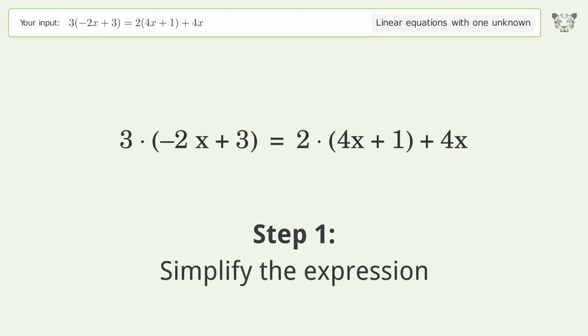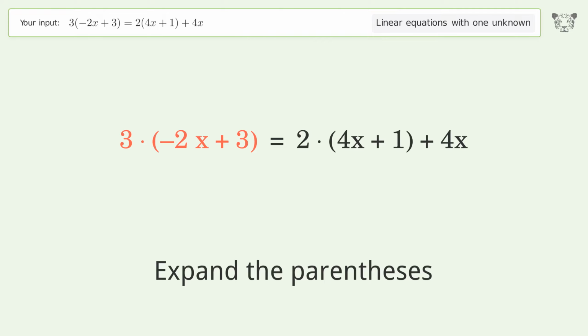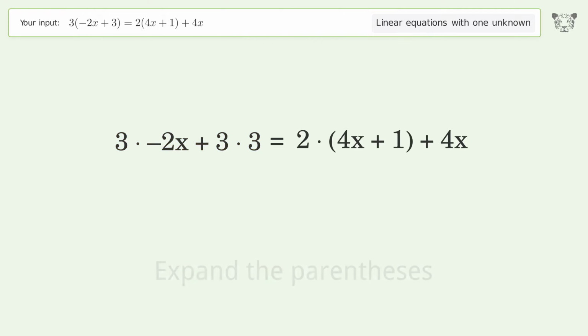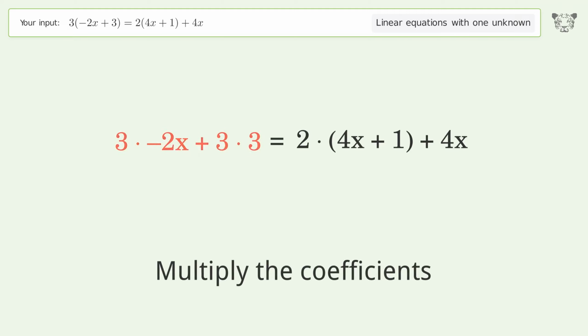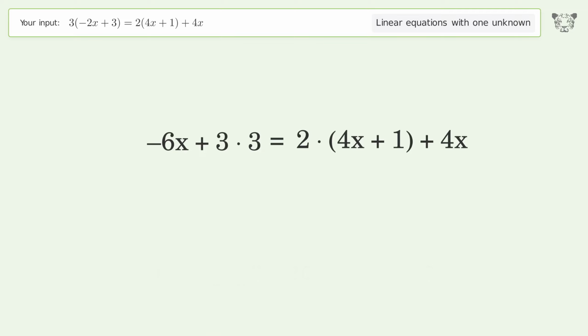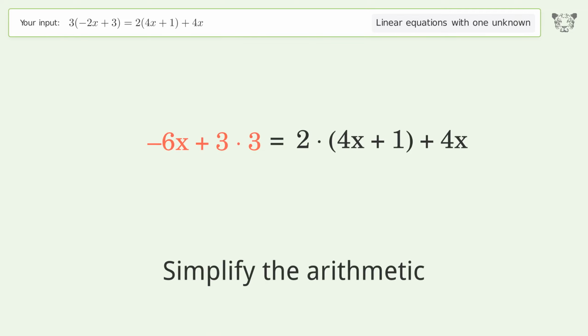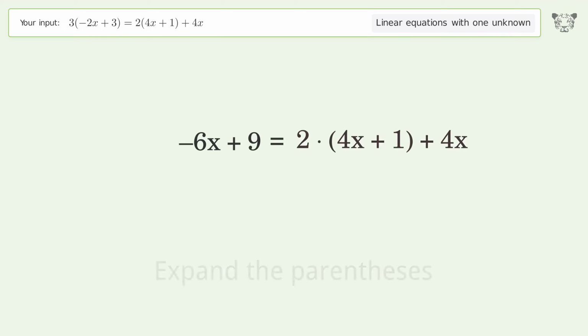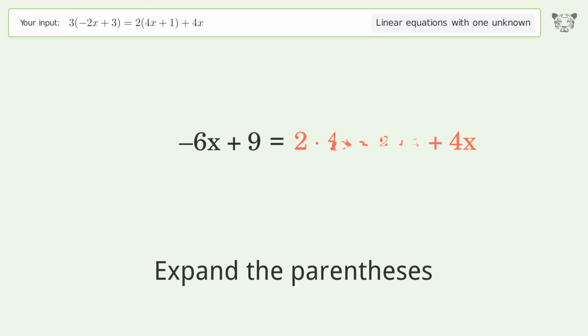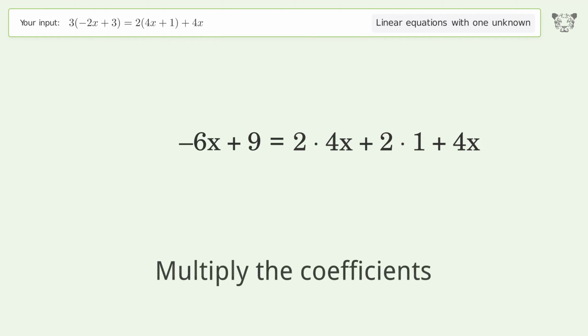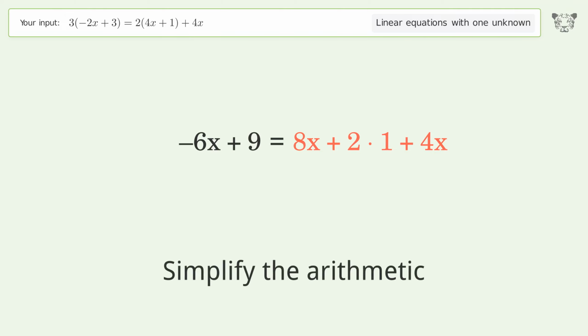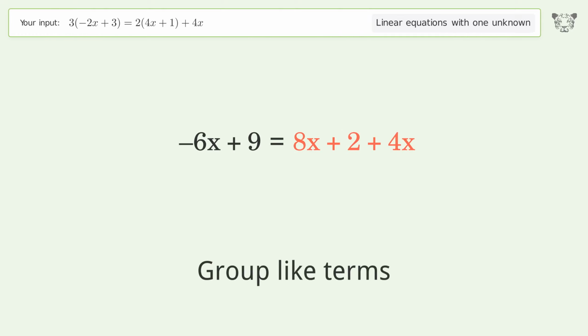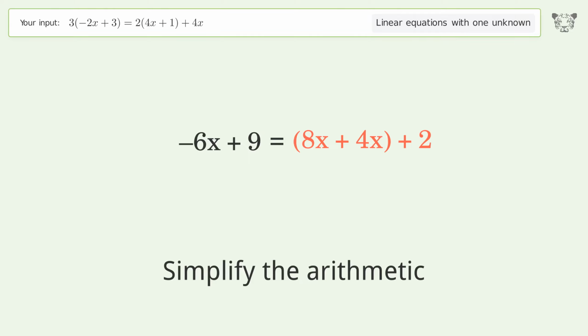Simplify the expression. Expand the parentheses. Multiply the coefficients. Simplify the arithmetic. Expand the parentheses. Multiply the coefficients. Simplify the arithmetic. Group like terms. Simplify the arithmetic.